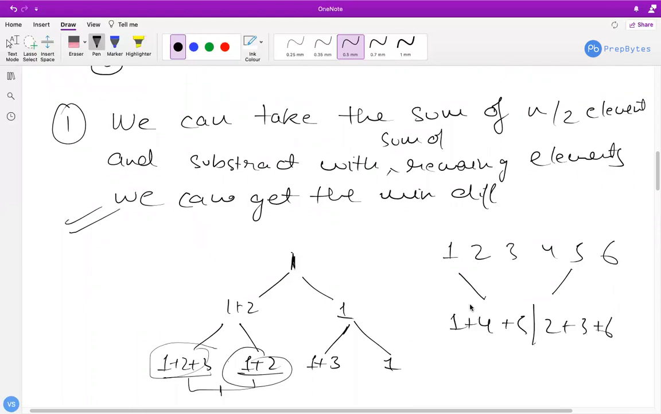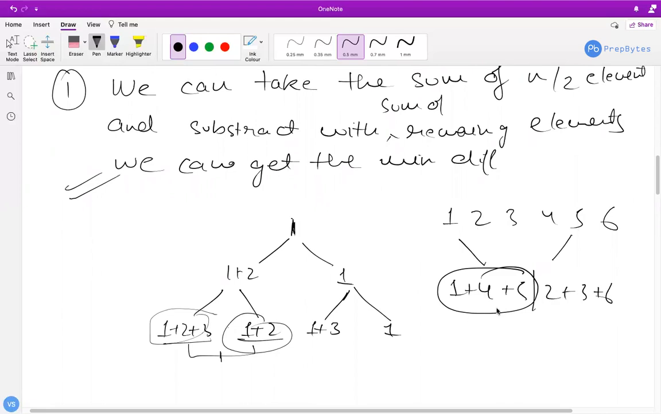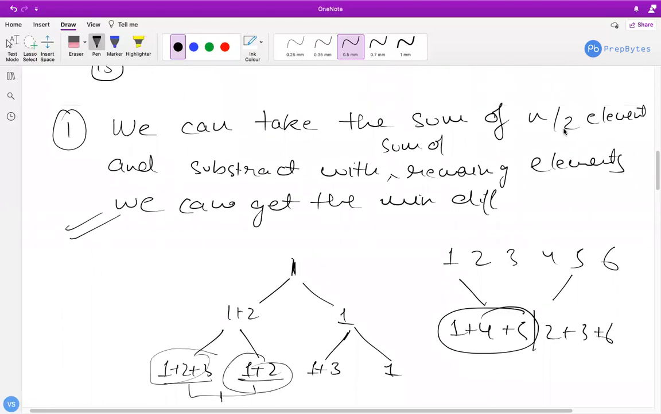Matlab, you can take 3 elements in one pair, you can take a maximum of 3 elements in one pair. There are a lot of possibilities to get the minimum difference. Okay, this will assure the minimum difference. That's why I have taken n by 2 elements.